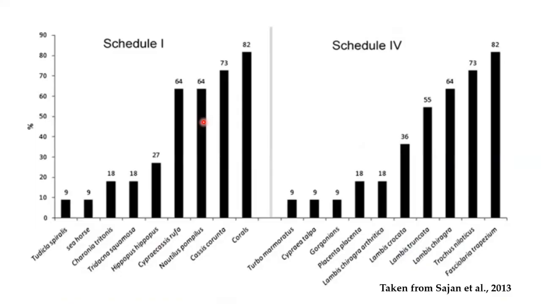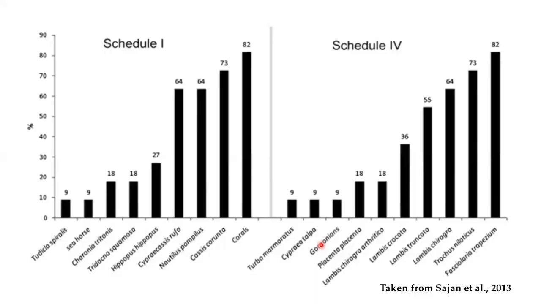So this image is taken from Sargent et al., 2013 reference, where a few of the species have been included in Schedule 1, right? You can see corals, you can see seahorse, and then you can see giant clams, and then several other species. And in Schedule 4, we also have the gorgonians, which is nothing but the sea fans.